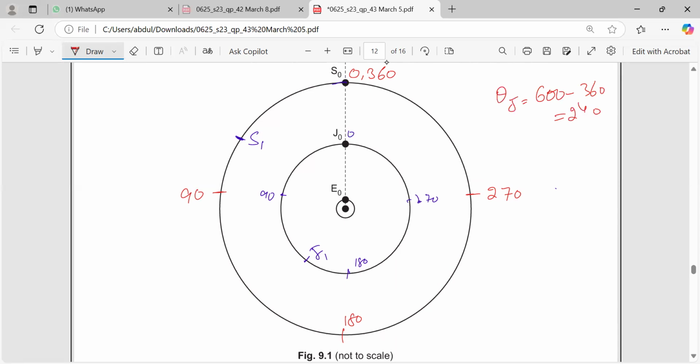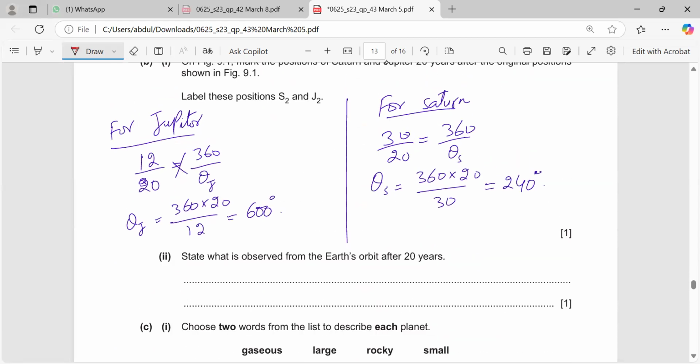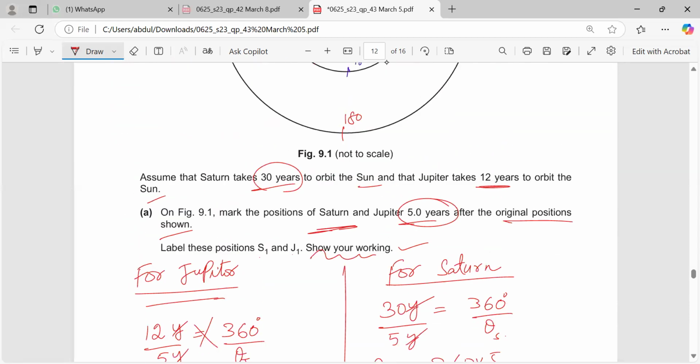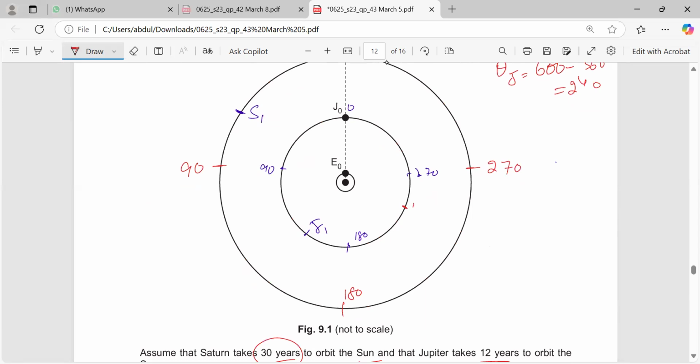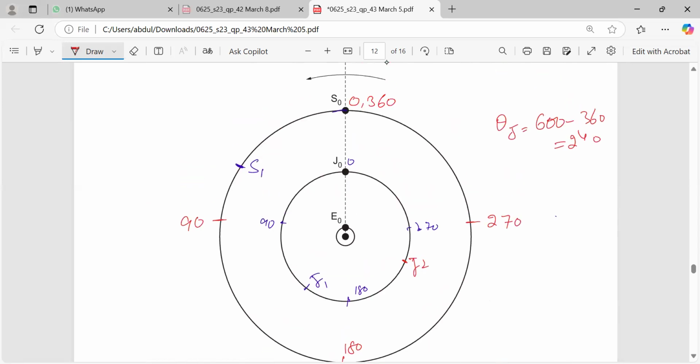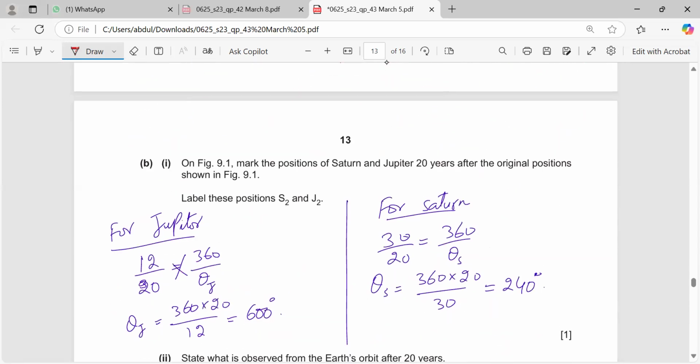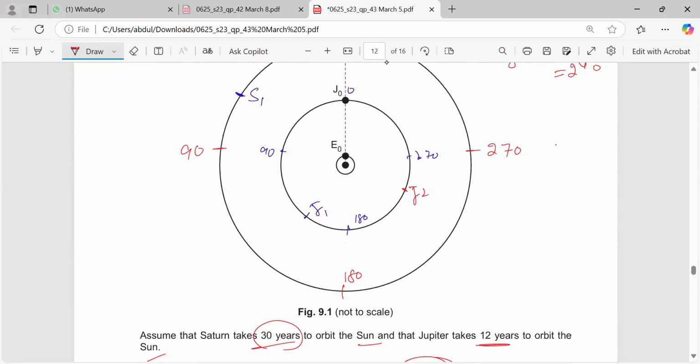So now see, 180 plus 60 is 240, so somewhere here. Now how to denote it? J2 and S2. So Jupiter will be here, and that will be J2. And for Saturn it is also 240, so it means they will be in line. So for Saturn also somewhere here, and this will be S2. So same position. They are in line, one behind the other.